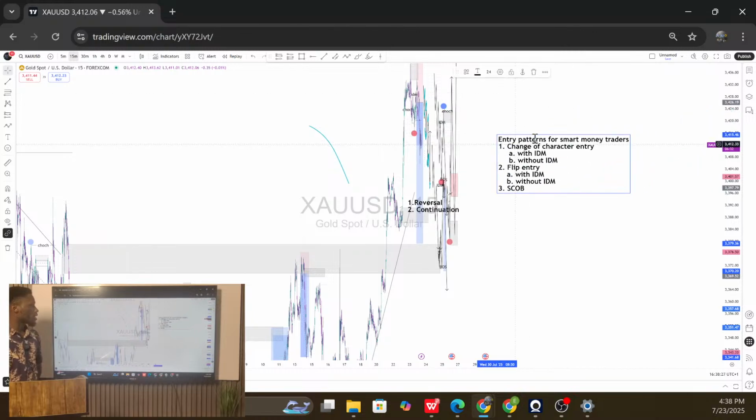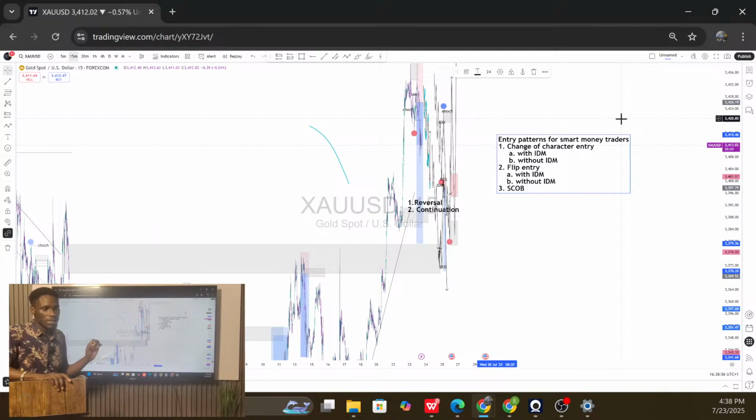Looking at this, so entry patterns for smart money traders, the change of character entry happens to be one of the most important and most vital entry patterns that you can have as a smart money trader. So we have just talked about the change of character entry that goes with an inducement and the one that goes without an inducement. Then the next kind of entry you want to look at as a smart money trader is called the flip entry.